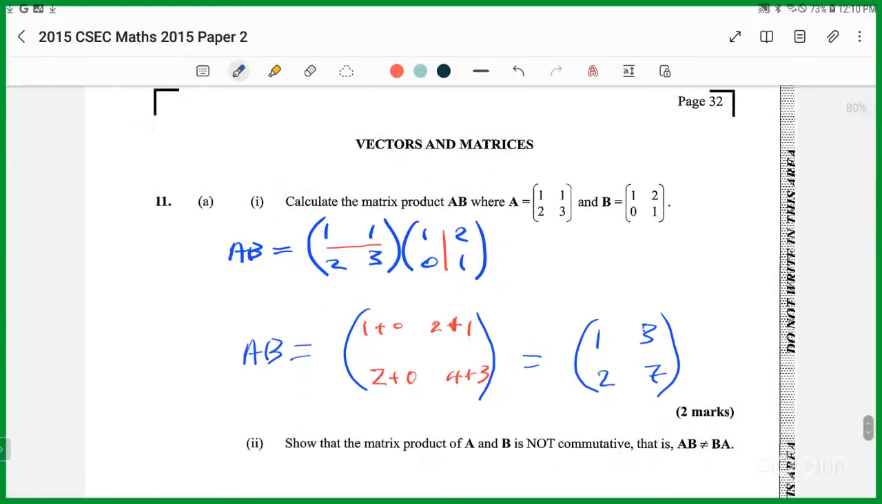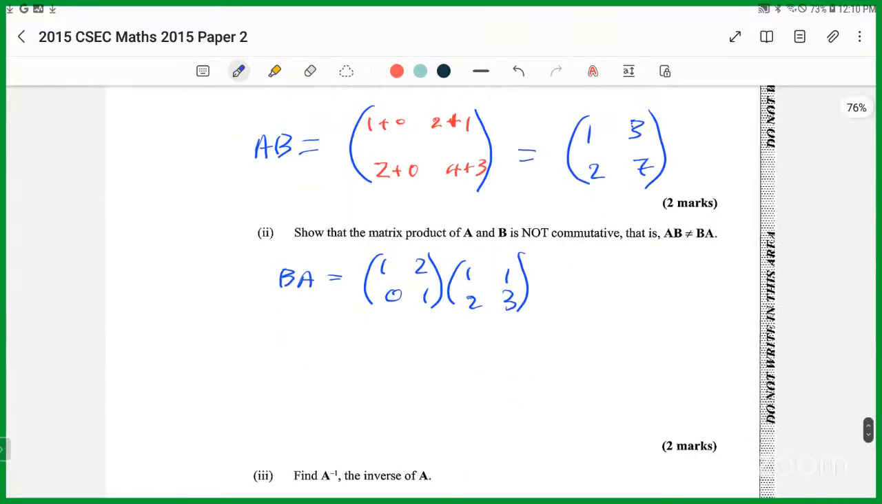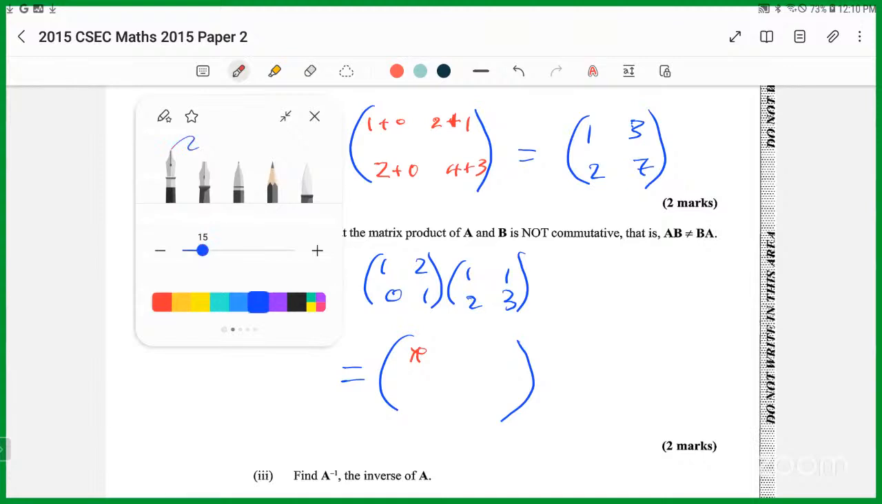And down here, it says show that the matrix product AB is not commutative. Not commutative means that AB is not equal to BA. So because we have AB already, we can start working on BA. BA would have B in front, so it will be 1, 2, 0, 1 times A, which is 1, 1, 2, 3. So BA equals this.